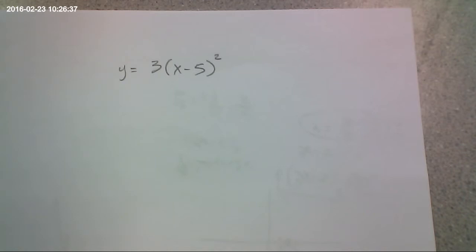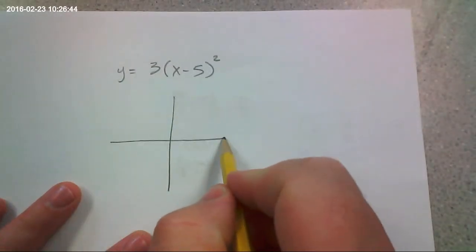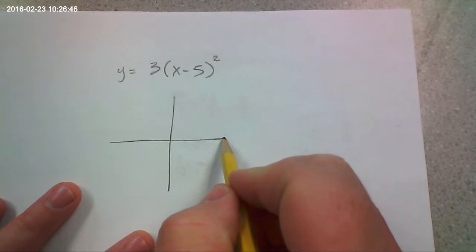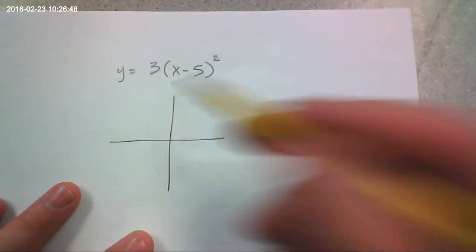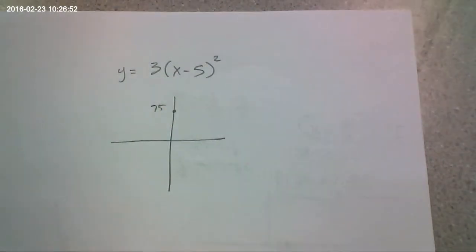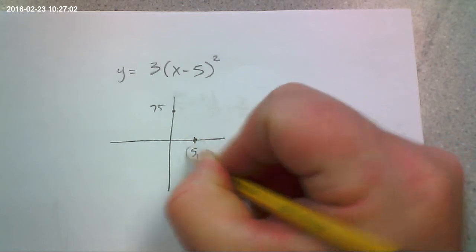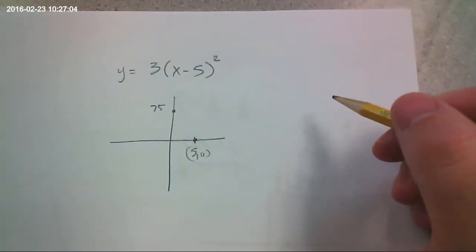Diego, you ready? Thank you. Is this one in vertex form? Yes. What's the y-intercept? 75, because you put a 0 for x, 5 squared is 25 times 3. Right, Marcella? 75? Okay. What is the vertex? 5, 0. Correct?